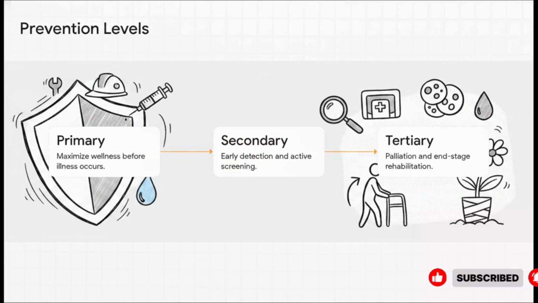Primary prevention is all about maximizing wellness before an illness or injury ever occurs. Think along the lines of immunizations or teaching workplace safety. Secondary prevention is your early detection and screening, finding the problem while it's in its early active stages. And tertiary prevention comes into play at the palliation or end stage of a disease, focusing on rehab and restoring as much health as possible. This framework right here is the absolute strategic backbone of public health nursing.